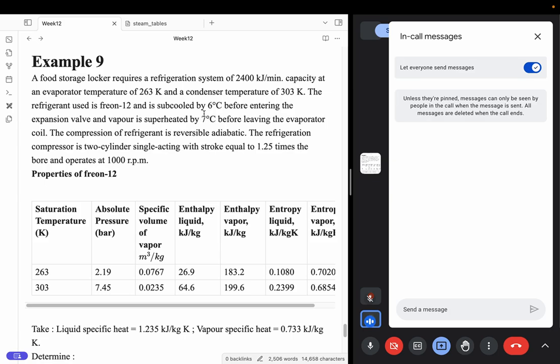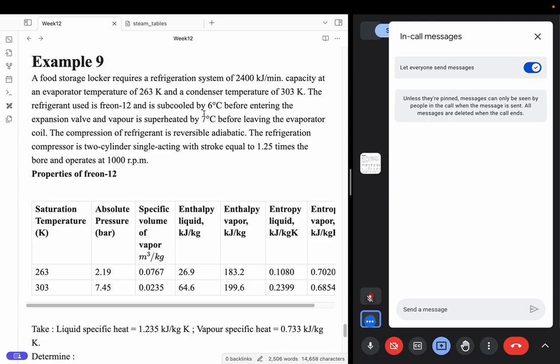So the output after the condenser is again subcooled, and the subcooled temperature is given as 6 Celsius from the saturated temperature, before entering the expansion valve. And the vapor is superheated by 7 degrees Celsius before leaving the evaporator. The compression of the refrigerant is a reversible adiabatic process. So you can assume it to be so; reversible adiabatic is basically your isentropic process.